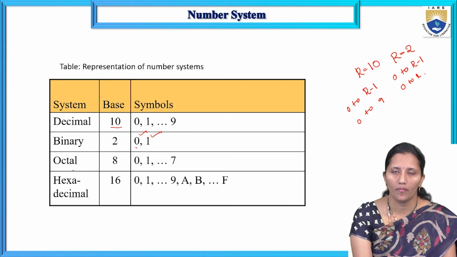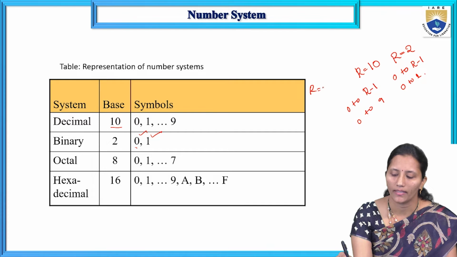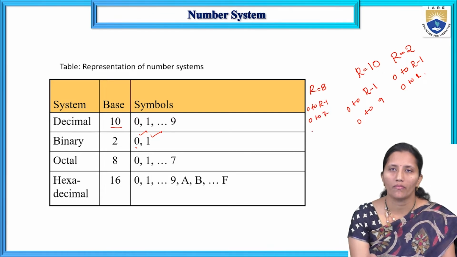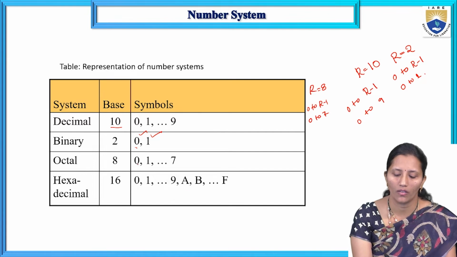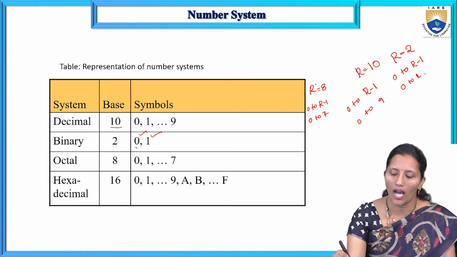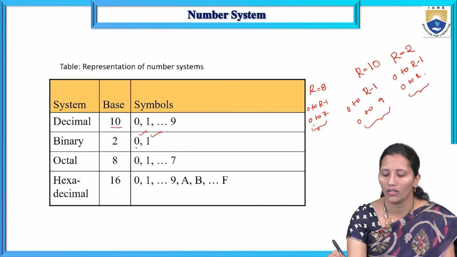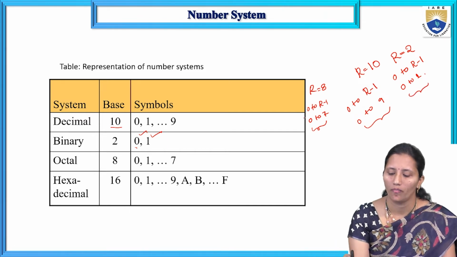Okay. In the octal number system, the base is 8, so r is equal to 8. Here we are going to use 0 to r minus 1, that is 0 to 7: 0, 1, 2, 3, 4, 5, 6, 7. In total we will use r numbers, we will get r symbols. So 0 to 7 gives 8 numbers, but we will use only 0 to r minus 1.